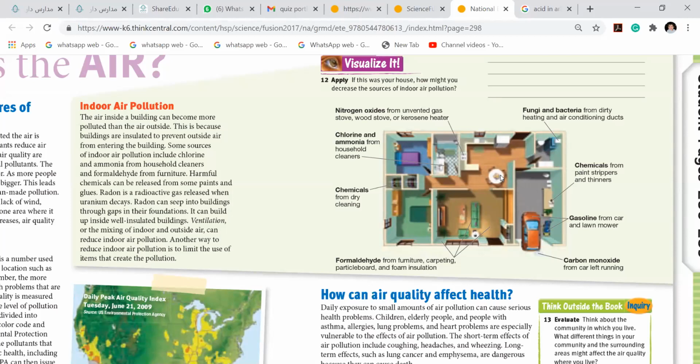Okay. So, you know what is this chlorine and ammonia from household cleaners? You have Clorox and other cleaners. You have chemicals coming out from dry cleaning. You have fungi and bacteria from your dirty heating and air conditioning ducts. You have chemicals from paint strippers and thinners. You have gasoline from car and lawn, the carbon monoxide from a car left running. All these are around your house, which is actually not healthy. Not healthy.